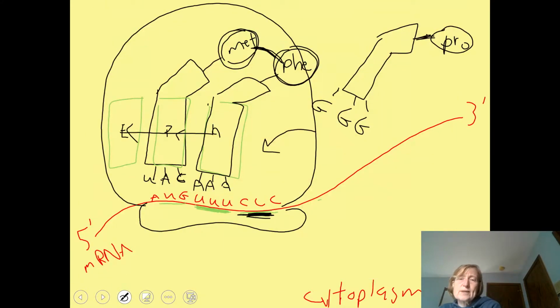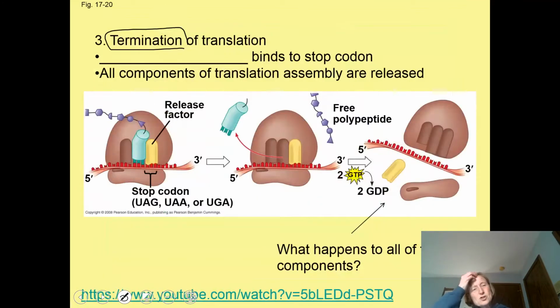So does translation get terminated? Do we just keep translating until we run off the end of the mRNA molecule? Or do you remember something about stop codons? When the translation machinery gets to a stop codon, let's just use UAA, that's when translation ends, okay? The termination of translation occurs when you arrive at a stop codon.